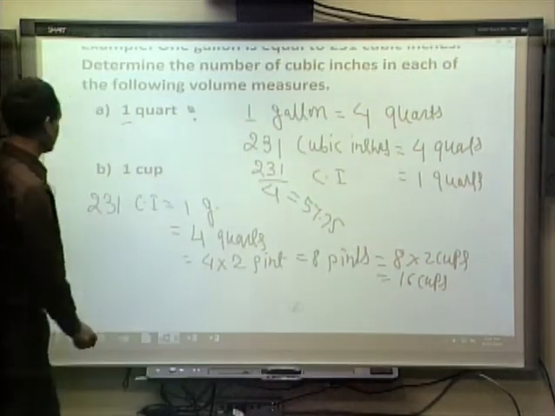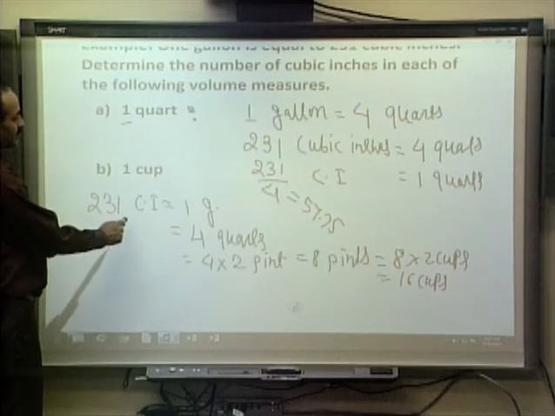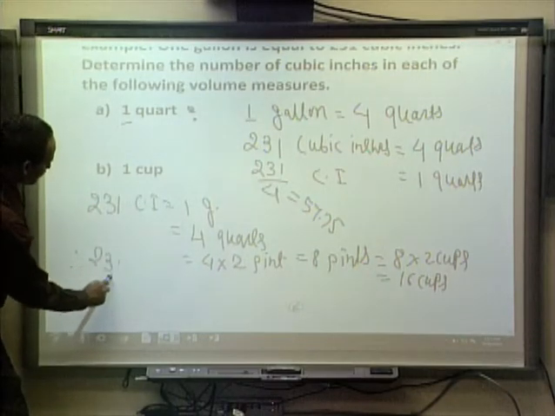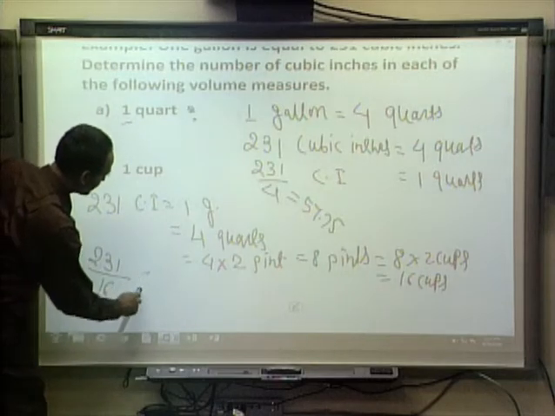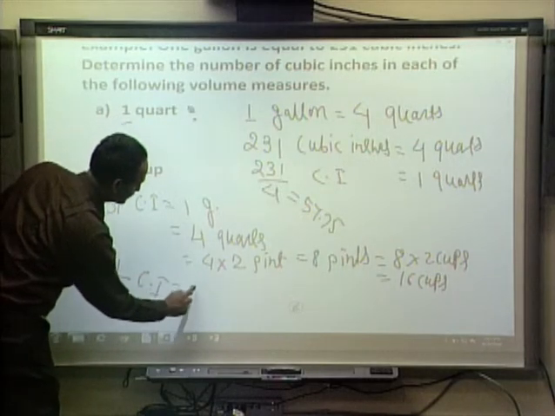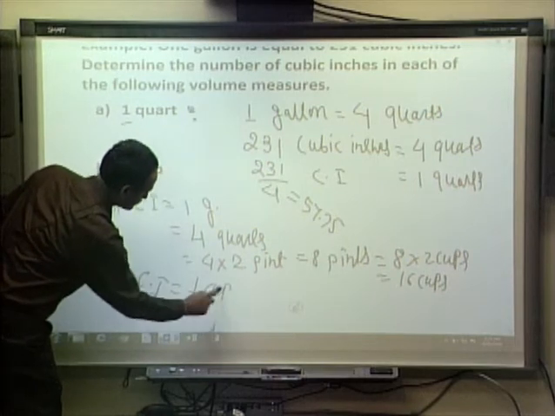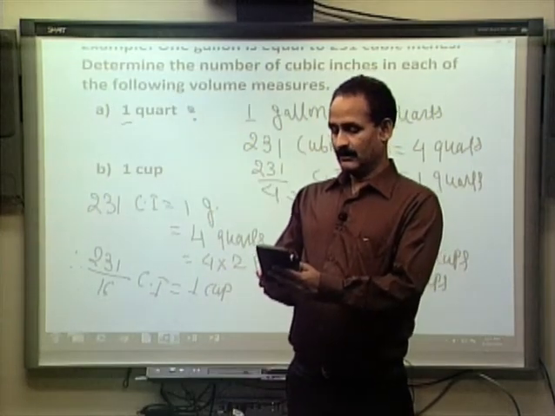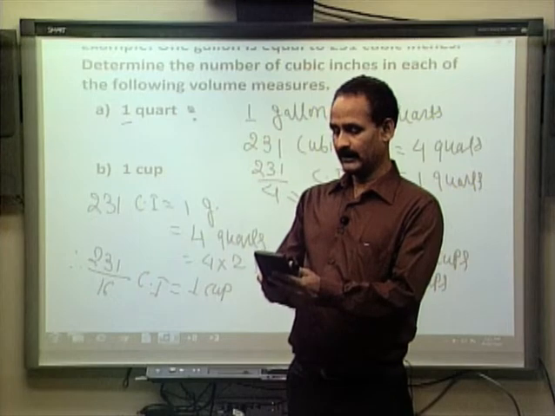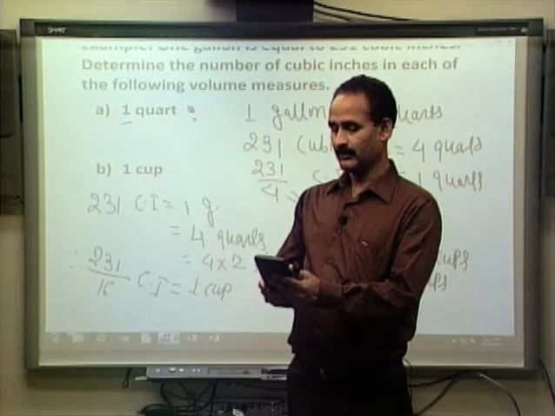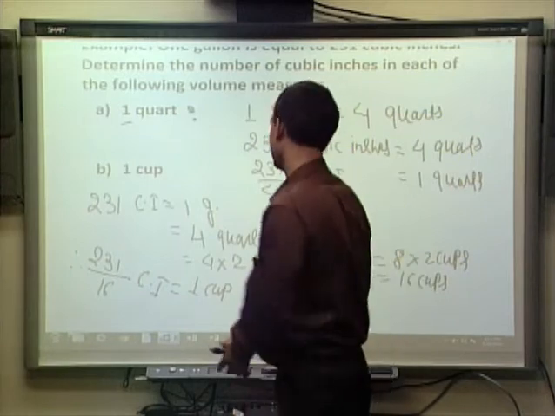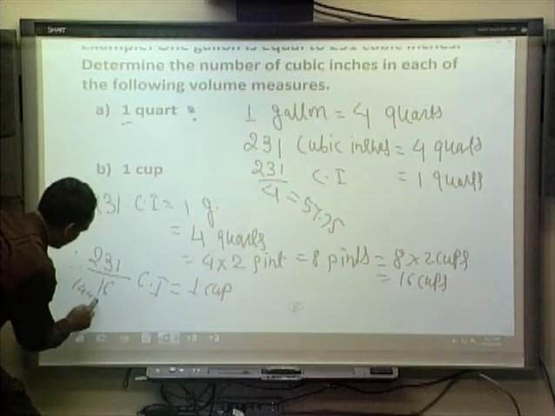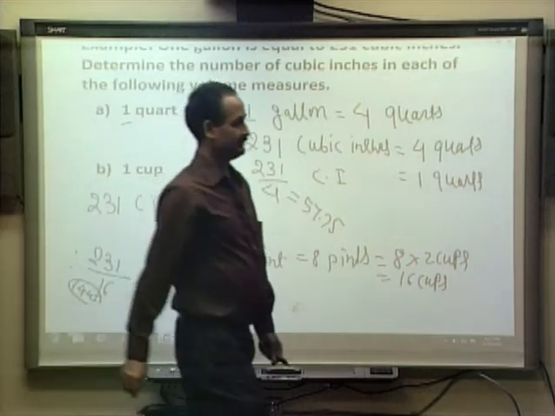So, 16 cups is the same thing as 231 cubic inches. Therefore, we can say 231 divided by 16 cubic inches is the same thing as 1 cup. 231 divided by 16 would be equal to 14.43. So, 1 cup is 14.43 cubic inches.